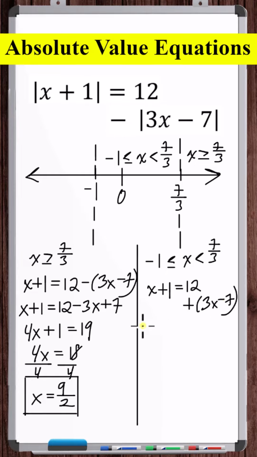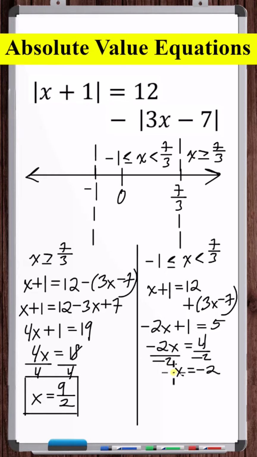Now let's solve for x. Subtract 3x from both sides. 12 minus 7 is 5. Okay, now is x equal to -2 within this interval? No, so x equal to -2 is not a solution.